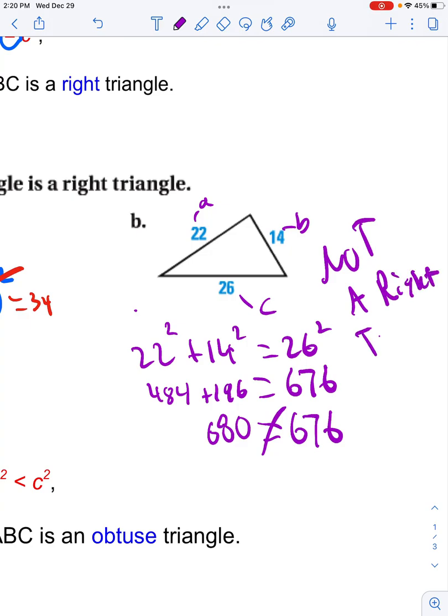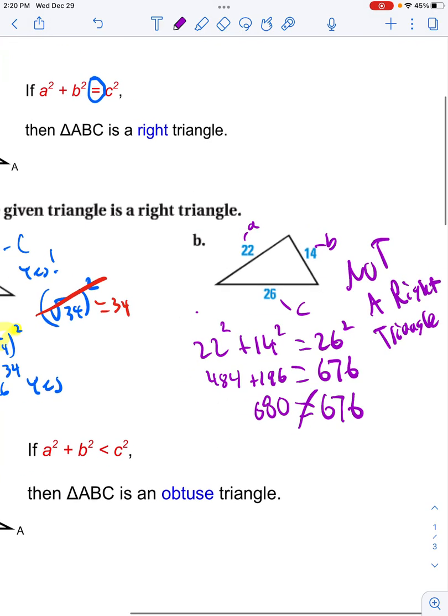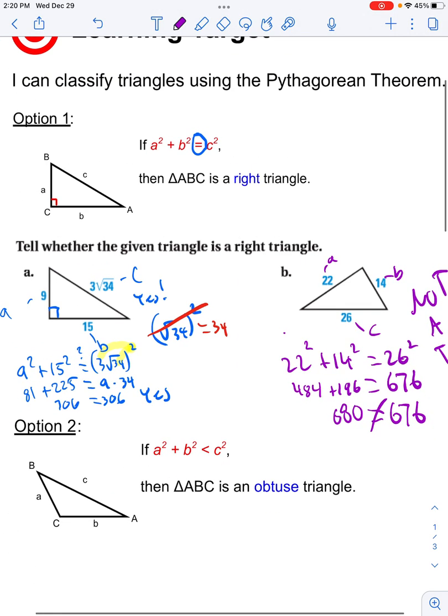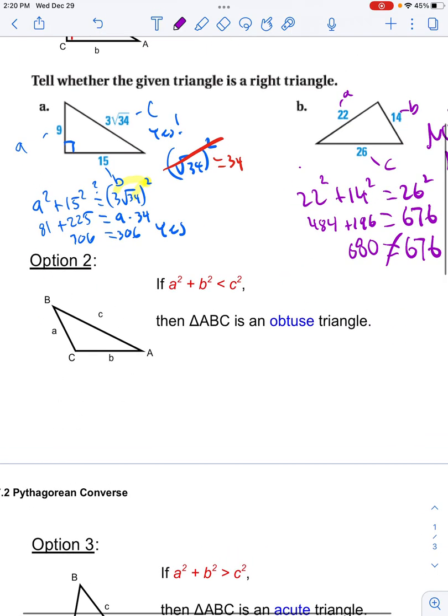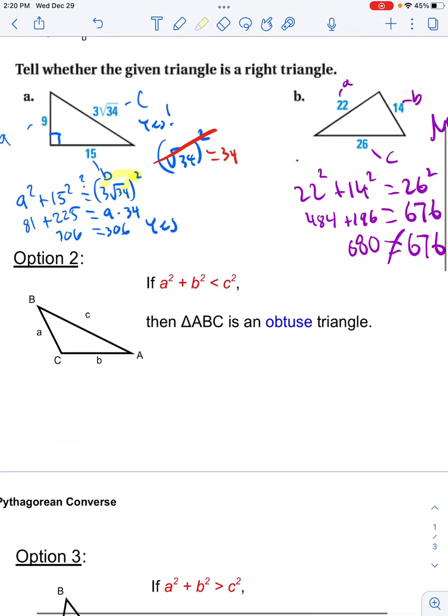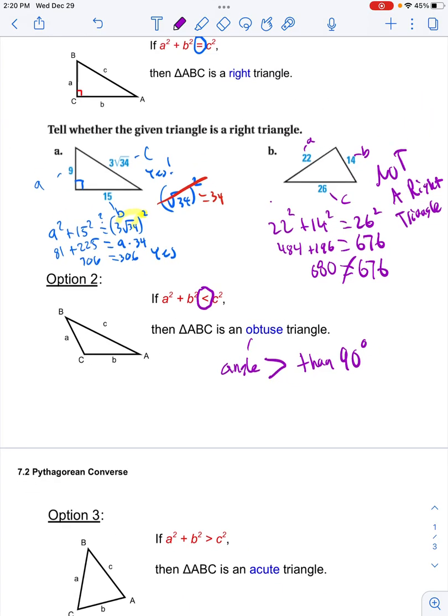So this is not a right triangle. So we can use the Pythagorean theorem if we know all three sides to determine whether this triangle is right or not. You also have another option by looking at if it's less than or greater than. So if a squared plus b squared is less than c squared, you have an obtuse triangle. And again, an obtuse means an angle greater than 90 degrees.